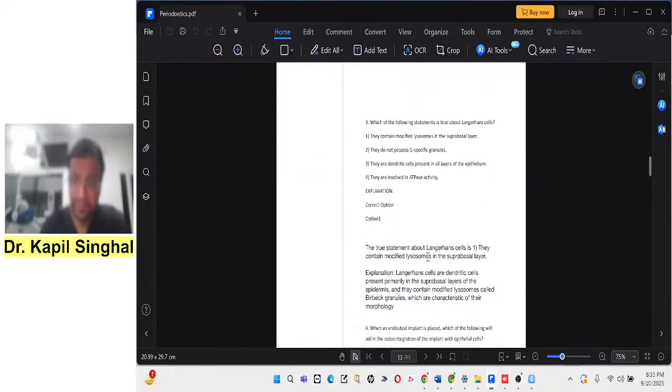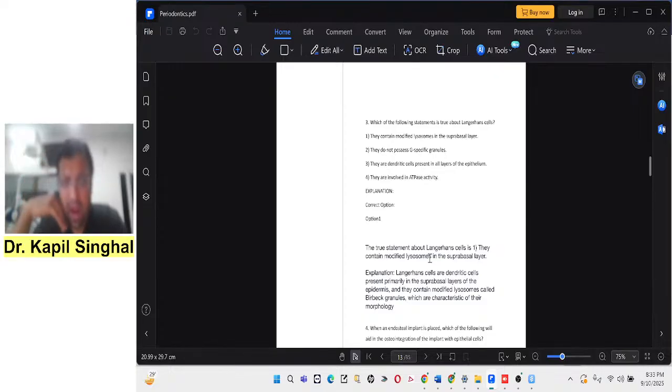Next question. Which of the following statements is true about Langerhans cell? They contain modified lysosomes in the suprabasal layer. Okay. They do not possess G-specific granules. It is wrong. They are dendritic cells present in all the layer of epithelium. Wrong. They are involved in ATPase activity. This is partially correct.